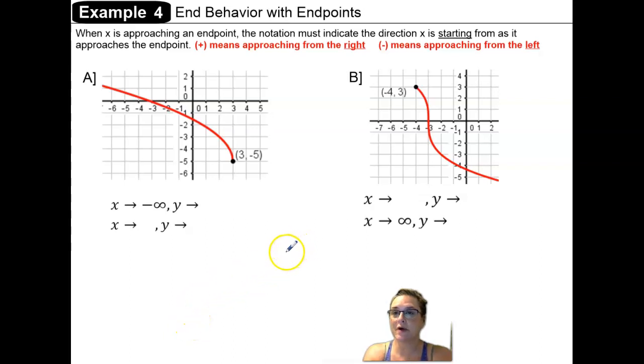So welcome to example 4 in our notes for continuity and end behavior. And in example 4, we're going to be examining graphs that have endpoints. So as we look at example A, this is a square root function with its endpoint at (3, -5).